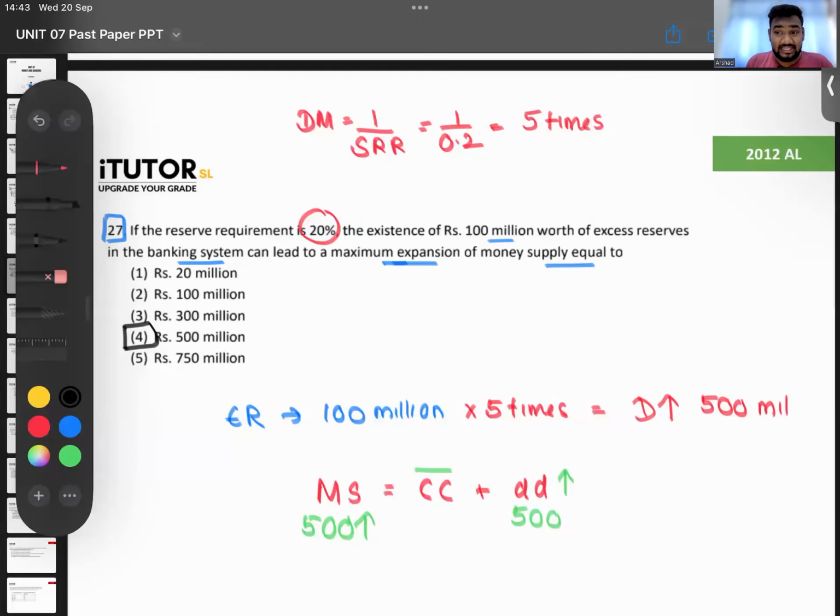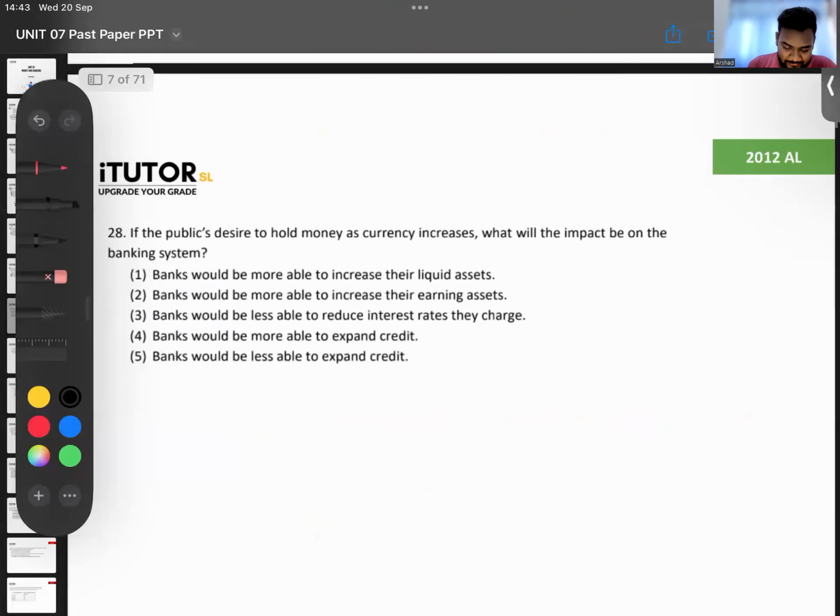How many of you got that correct? Not a very hard question, a normal credit creation basic one. Banking system. Good. Then we'll go to 28.